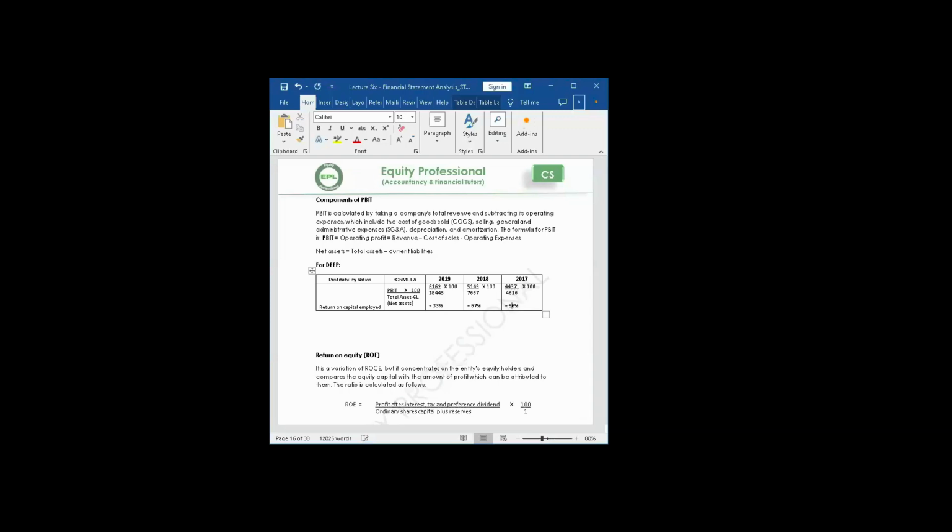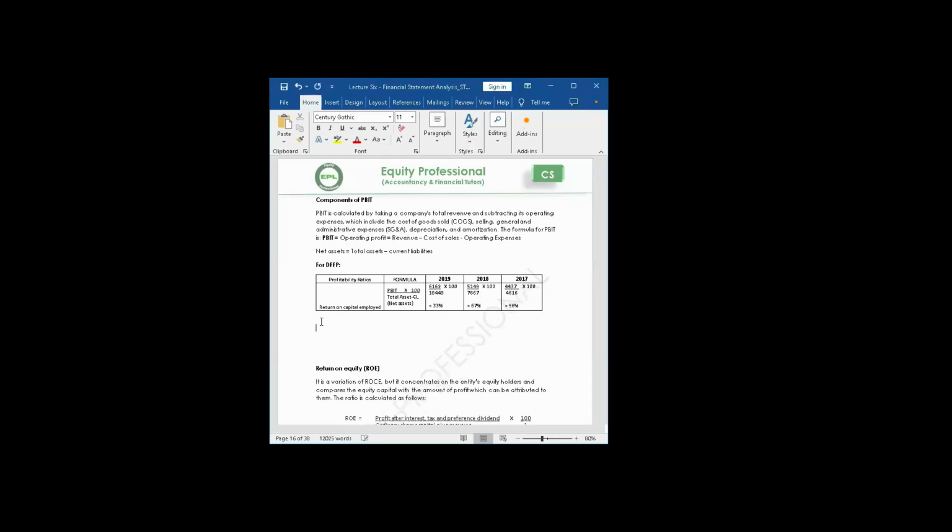So let's stick with 96%. Okay? So that is our ratio.